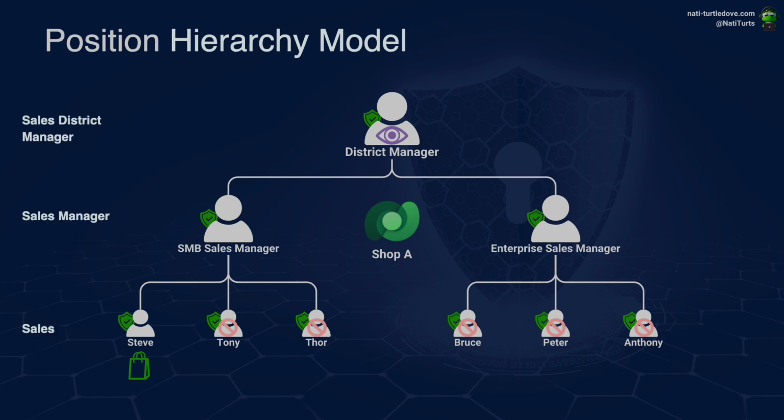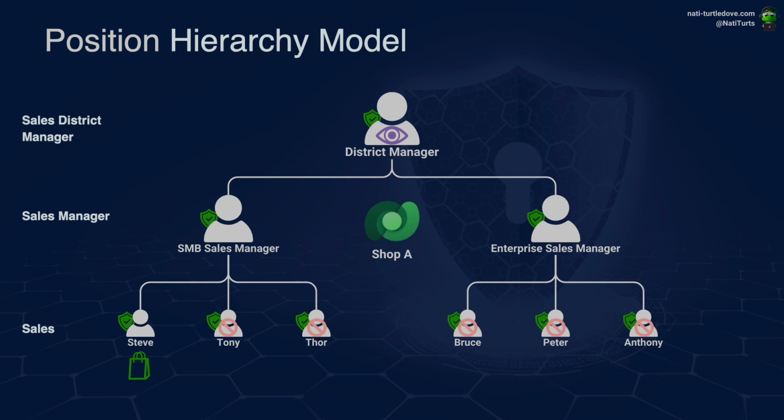If we were to use the position model hierarchy, similar to what we discussed, we've got the sales district manager position, the sales manager position, and the sales position. Steve is assigned the sales position. Both the sales managers, enterprise and SMB, are assigned the sales manager position, and the district manager is assigned the district manager position.